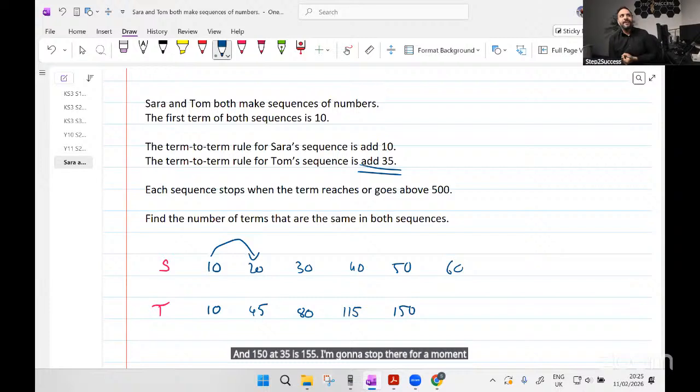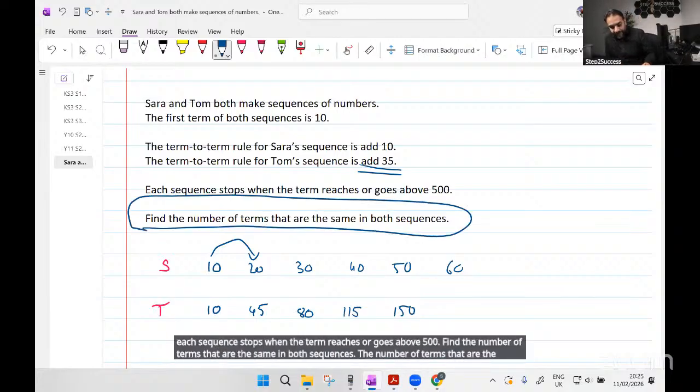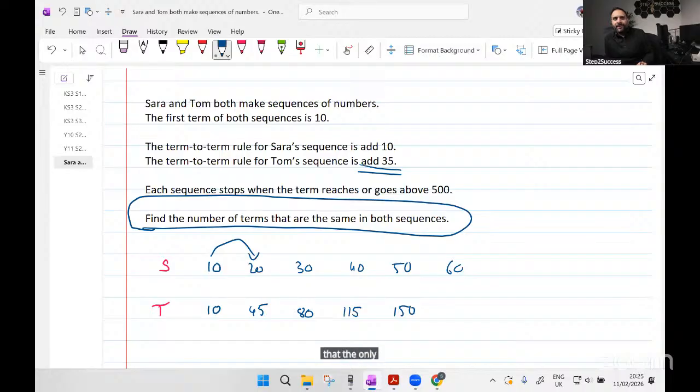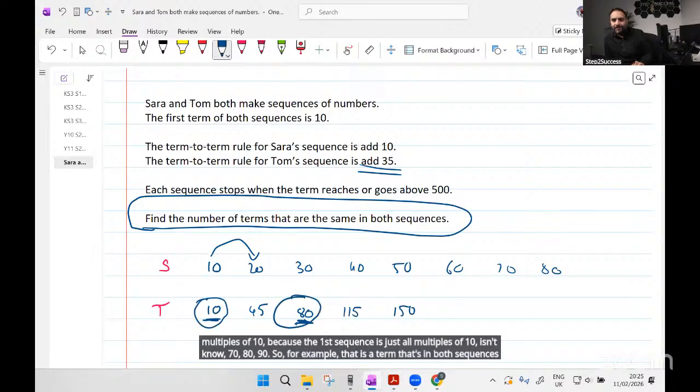The question says, each sequence stops when the term reaches or goes above 500. Find the number of terms that are the same in both sequences. There is no really quick way to do this, except for realizing that the only numbers that are going to be the same in both sequences are the multiples of 10. Because the first sequence is just all multiples of 10, isn't it? 70, 80, 90. So, for example, that is a term that's in both sequences.